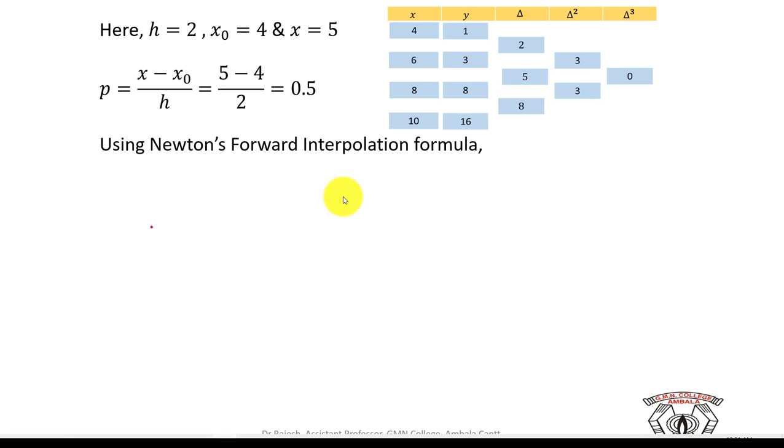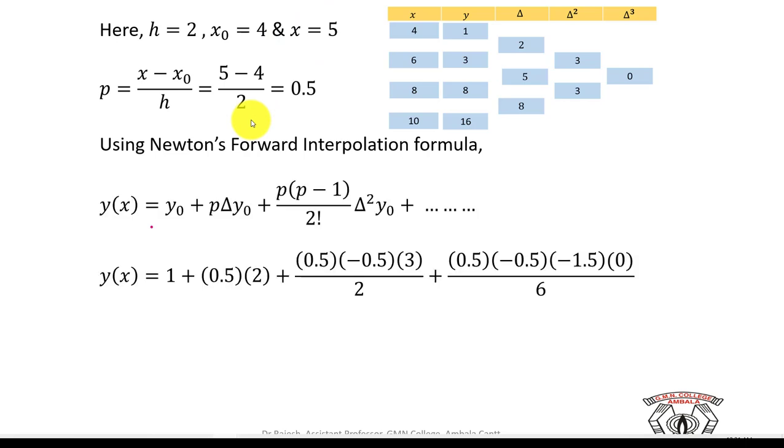So this is the table, and here h is 2. You will see that the x values are 4, 6, 8, 10. So 6 minus 4 is 2, 8 minus 6 is 2. So the step is 2, an equally spaced interval. The initial value is 4 and x is equal to 5. Using Newton's forward interpolation formula, you have to substitute the values: 1 plus 0.5 into 2 plus 0.5 into minus 0.5 into 3 divided by 2, and the last term is 0.